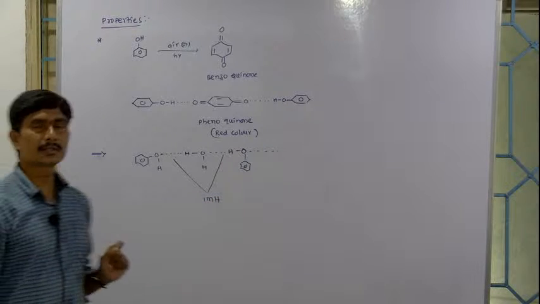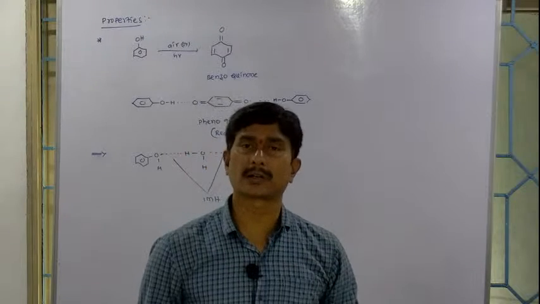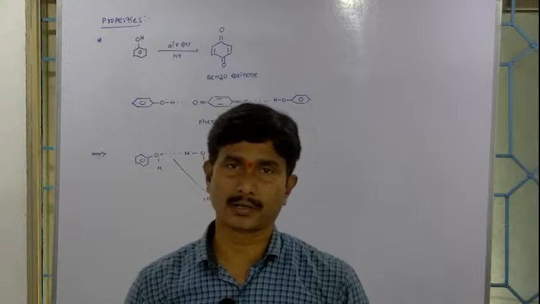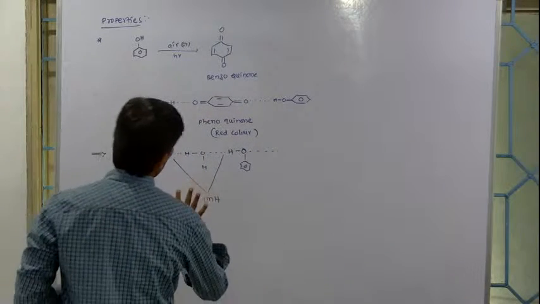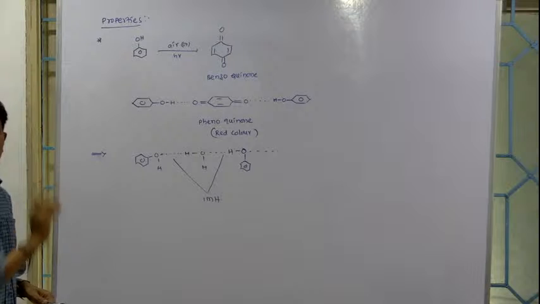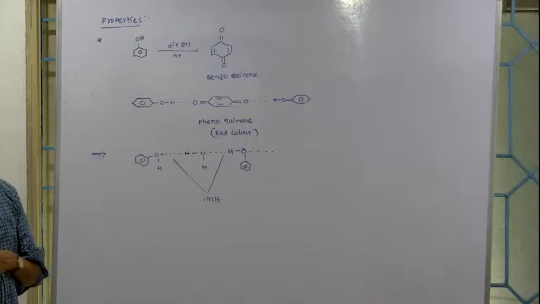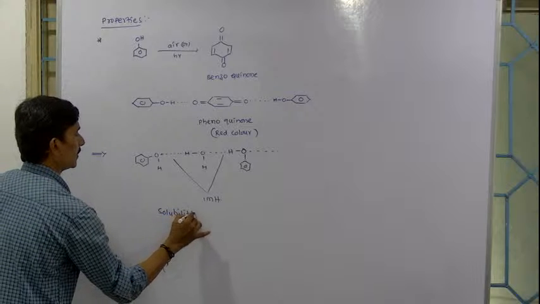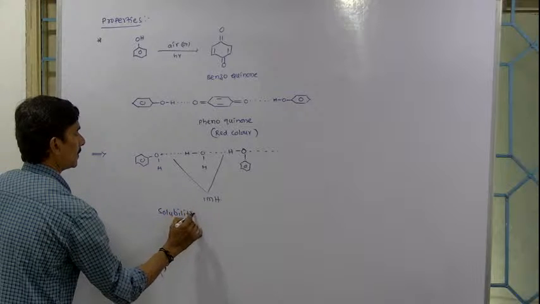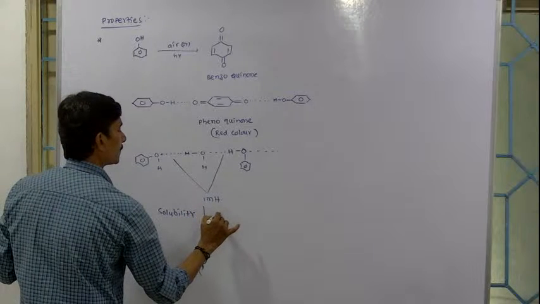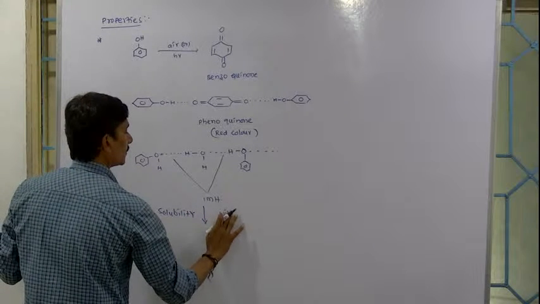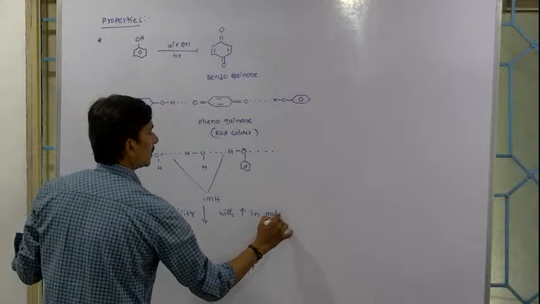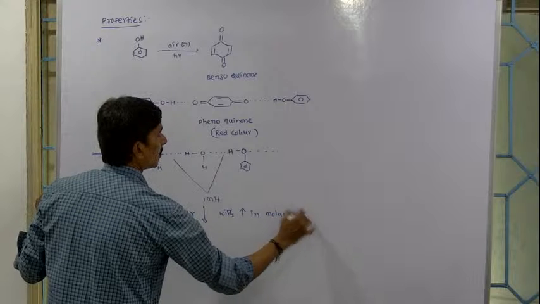Okay, phenol is slightly soluble in water. The solubility is due to the intermolecular hydrogen bond with the water molecule, same as in the alcohols also. The solubility of the phenols also decreases with increase in the molecular mass. Solubility decreases with increase in molar mass or molecular mass.